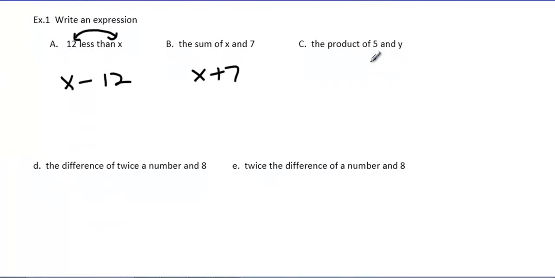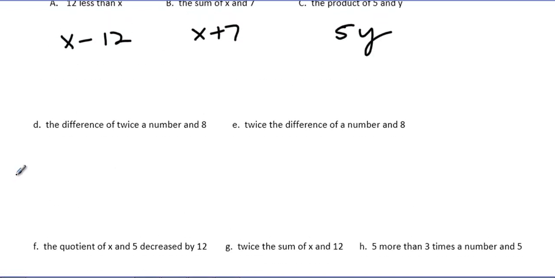Next one. The product means to multiply of 5 and y, so we write 5y. Now, look at D and E. They look very similar, but they are very different. D says the difference of, which means subtraction, twice a number, and 8. You always put it in order. Now in E, you'll notice the word twice, which was originally in the middle of the problem, has moved to the front. And this changes how we write it.